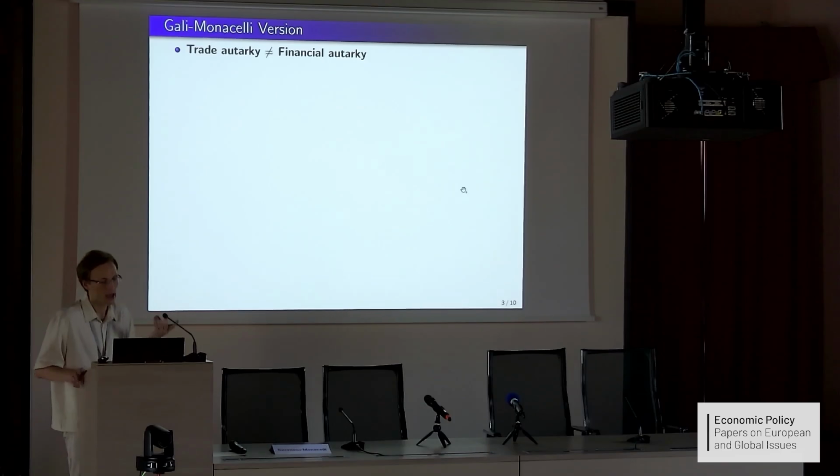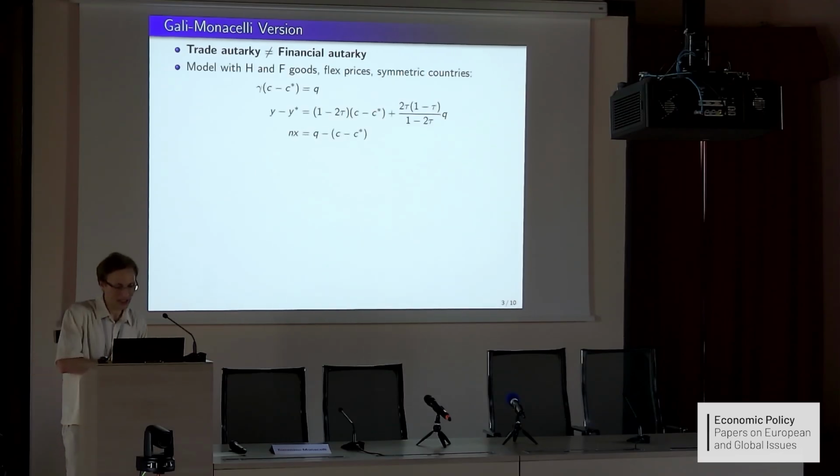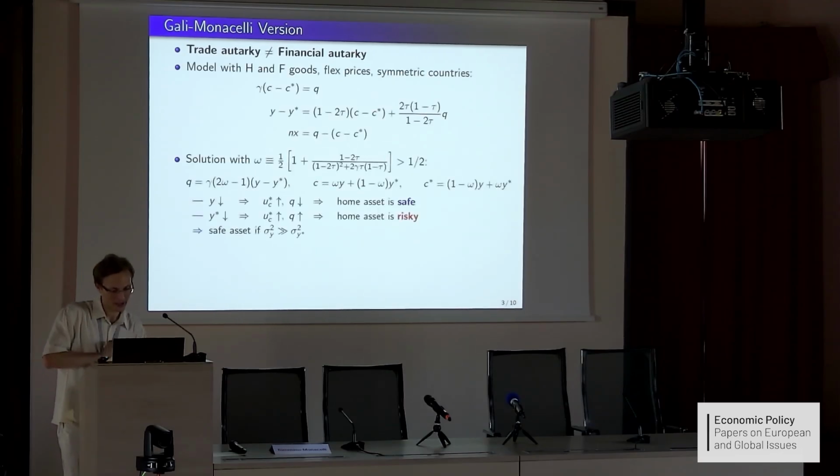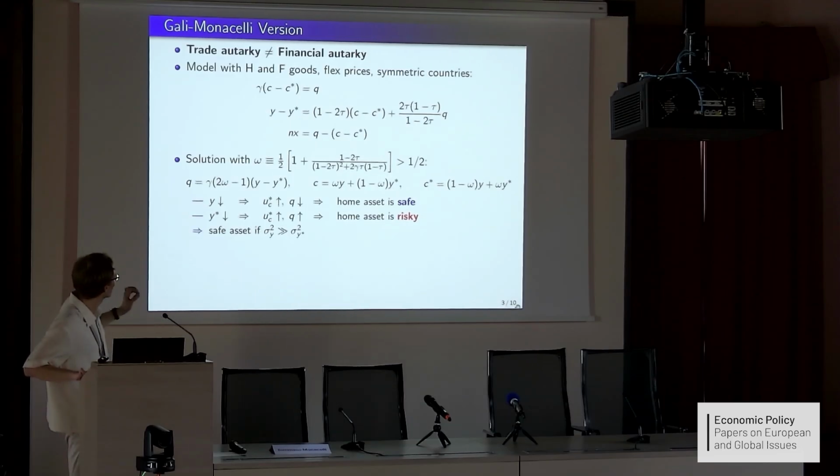And here it seems like a more natural benchmark is something like Gali-Monacelli, right? So the model with home and foreign goods, where you can distinguish the two mechanisms. In the interest of time, I will not do this very carefully, but what you can do is write the complete market risk-sharing condition again, the market clearing for goods: relative supply of goods, relative demand, and the expenditure switching term. And then you also have net exports. And so you solve the model.